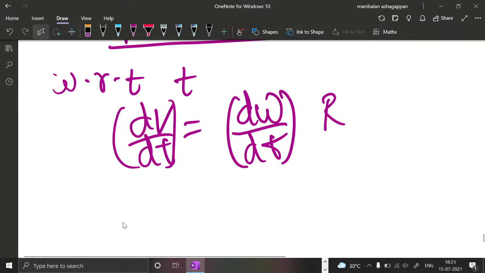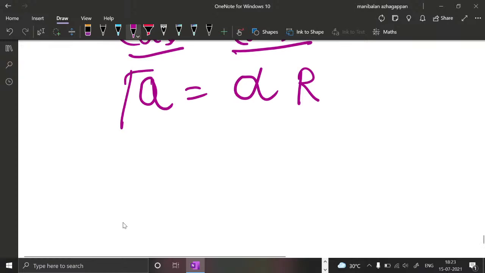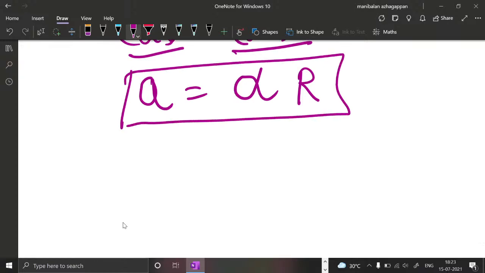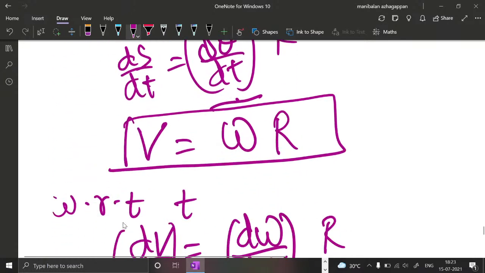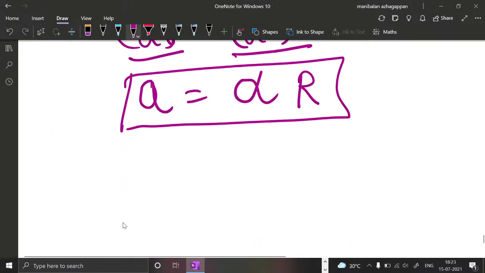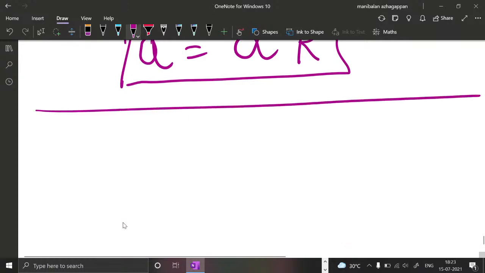Rate of change of velocity with respect to time is acceleration. Acceleration is equal to angular acceleration times the radius. So there are three relations I'm given: s is equal to theta times r, v is equal to omega times r, and a is equal to alpha times r. This is the main relation between linear motion and rotational motion.